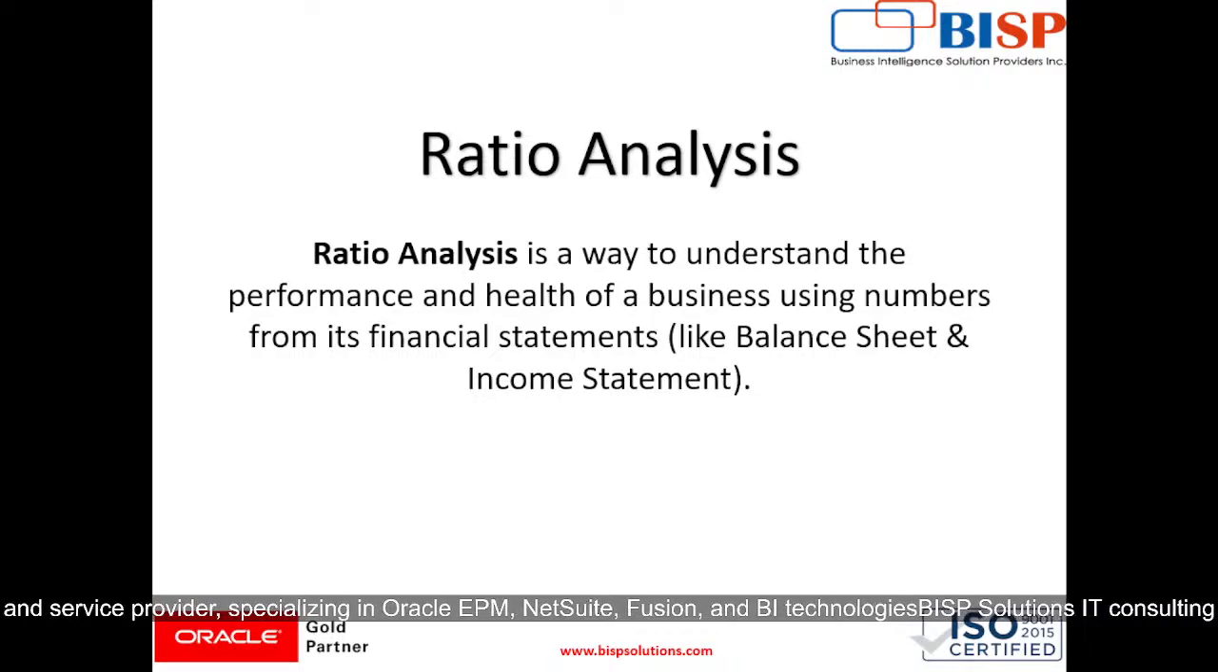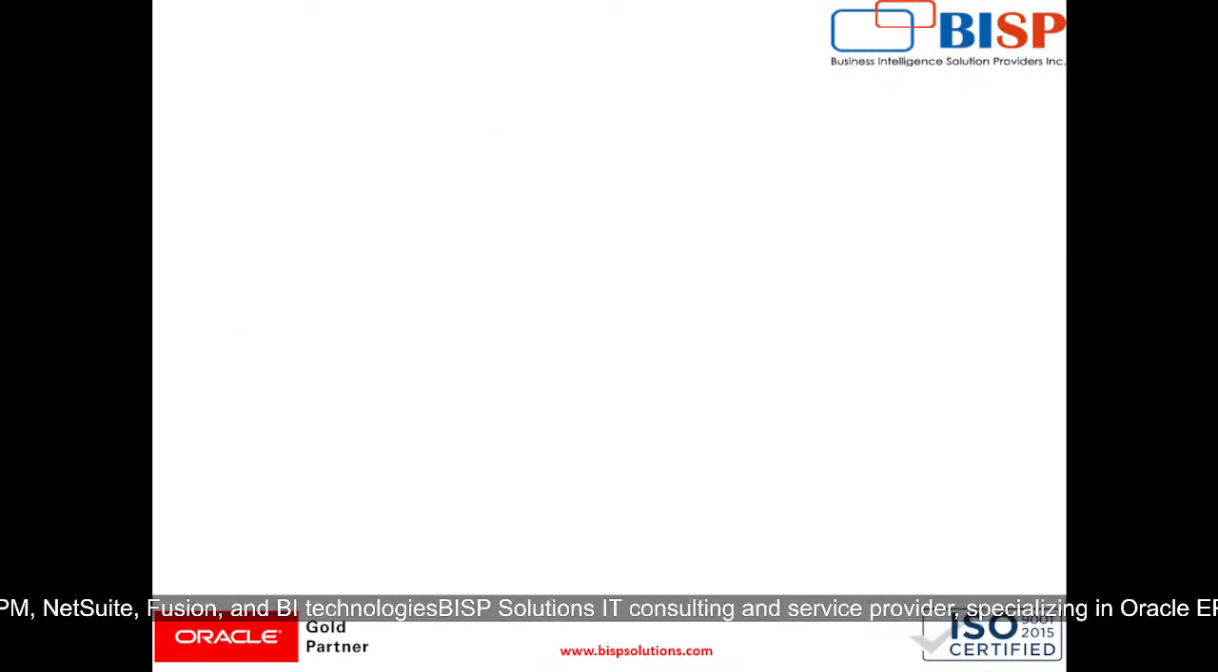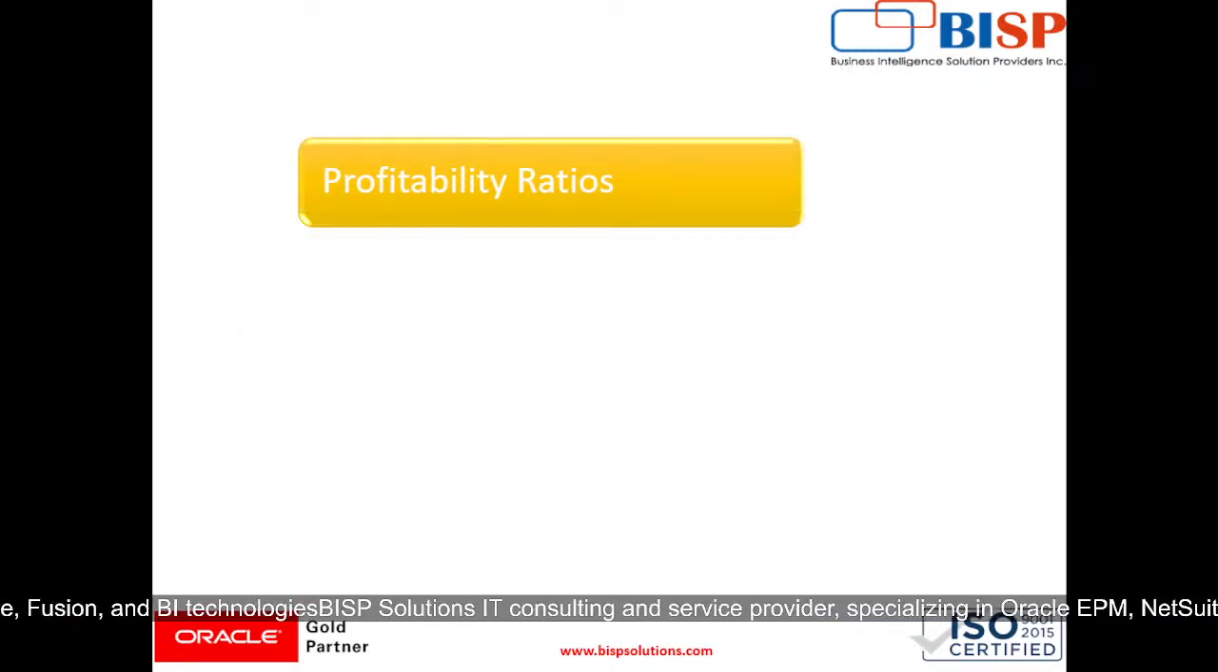It is a way to understand the performance and health of a business using numbers from its financial statements, like the balance sheet and income statement. So the types of ratio analysis are financial ratios and profitability ratios, where we measure how well the company generates profit. First of all, we will be learning about gross profit margin, where it is gross profit upon revenue. Then operating margin, where we will be studying operating income upon revenue. Net profit margin, where it is net income upon revenue. Net profit margin is completed.